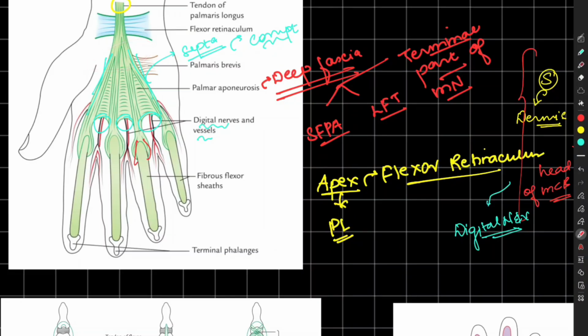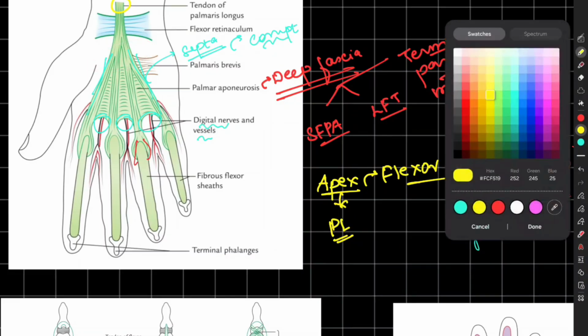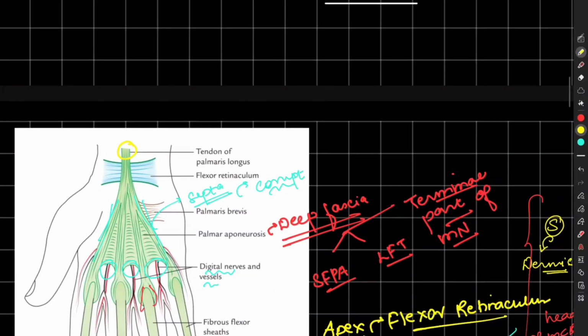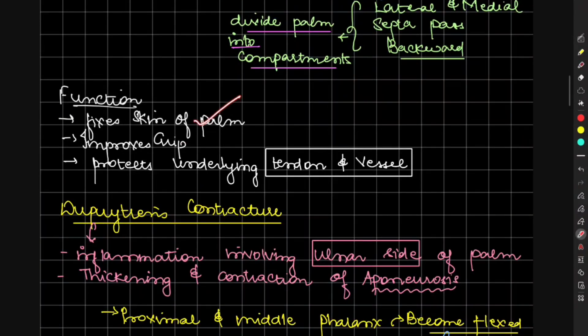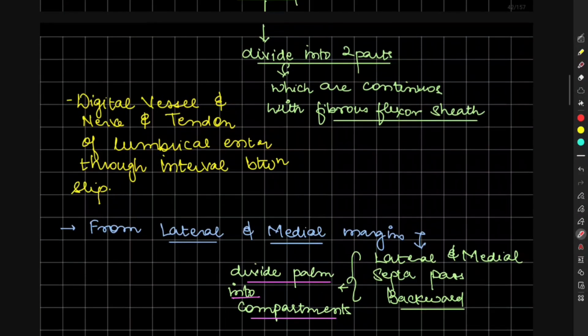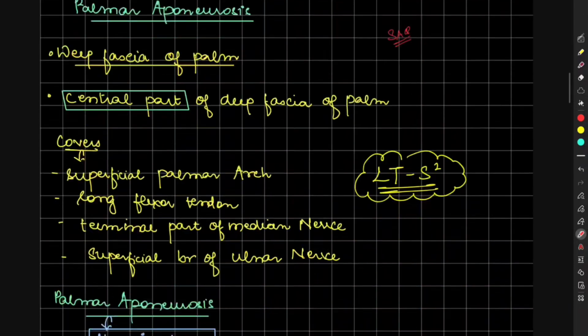ठीक है. Function क्या है palmar aponeurosis का? तो the function is to fix the skin, ठीक है, improves the grip and protects the underlying tendons and vessels. ठीक, ये सब लिखा है मैंने.